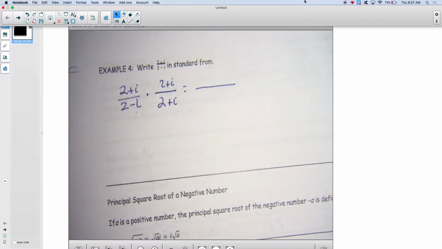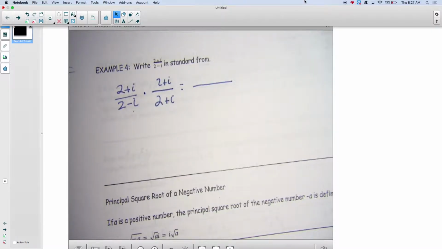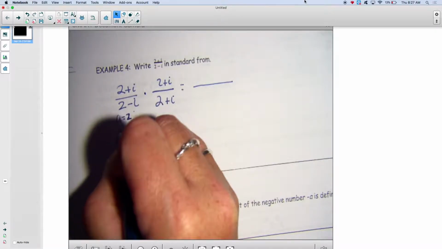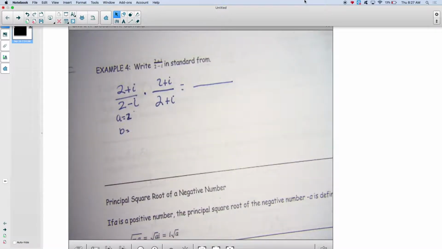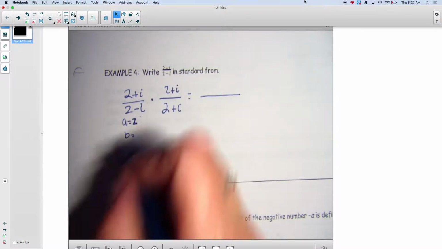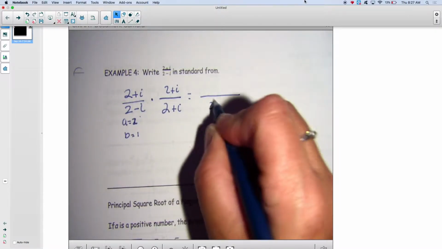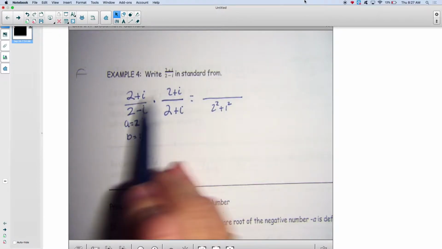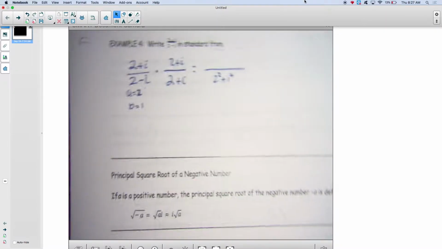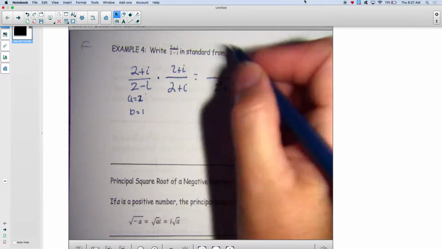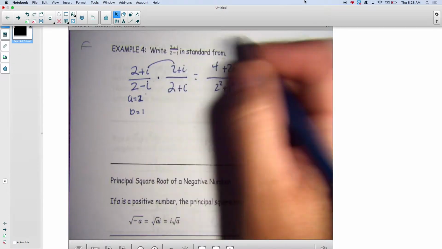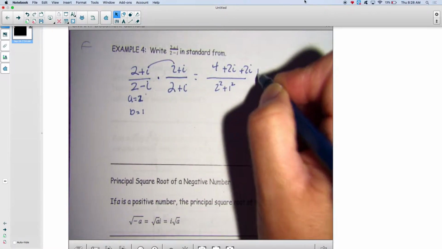Now, we just talked about the bottom. It becomes a squared plus b squared. What's your b value for this denominator? 1. So this is going to be 2 squared plus 1 squared. The top does not work that way because this is a plus and this is a plus. We've got to multiply it out. 2 times 2 is 4. 2i. Distribute the i, there's another 2i plus i squared.